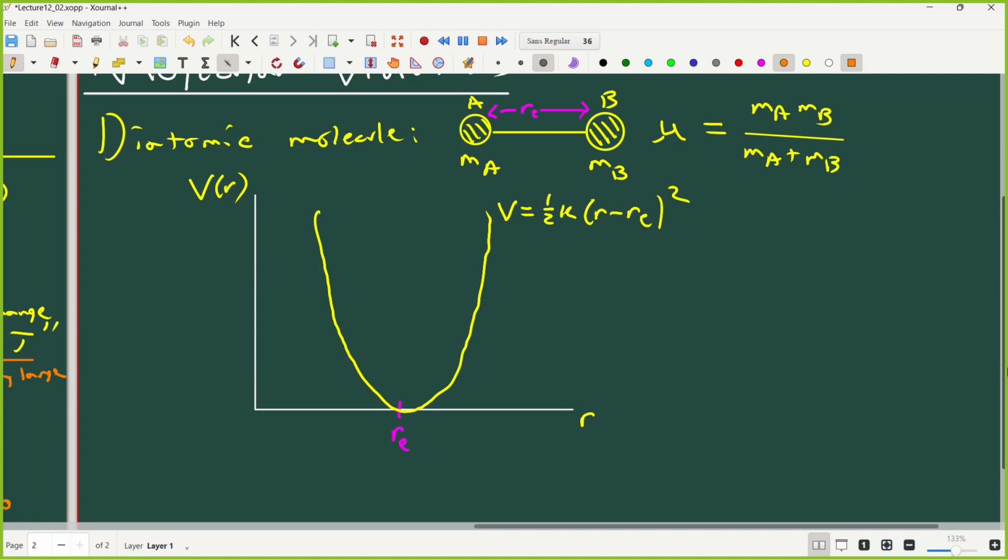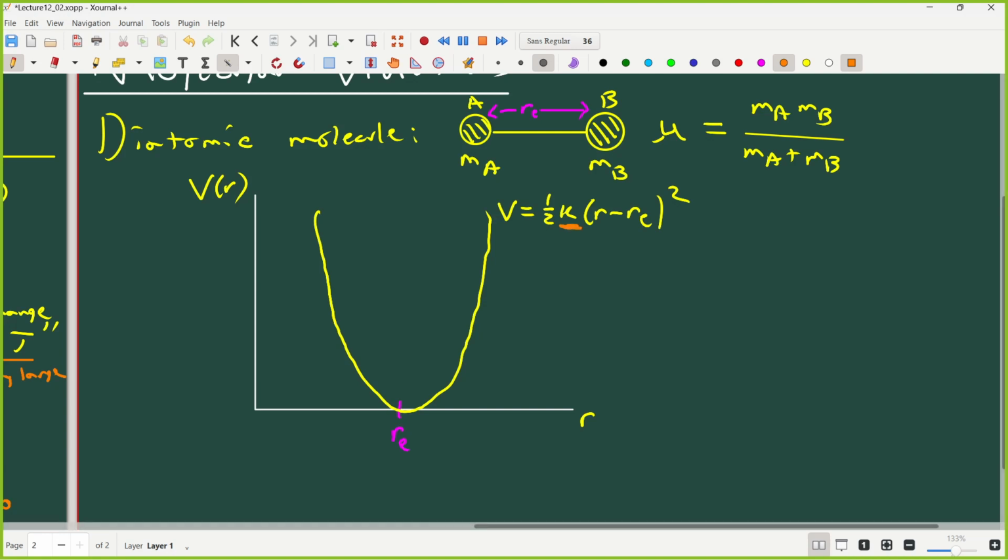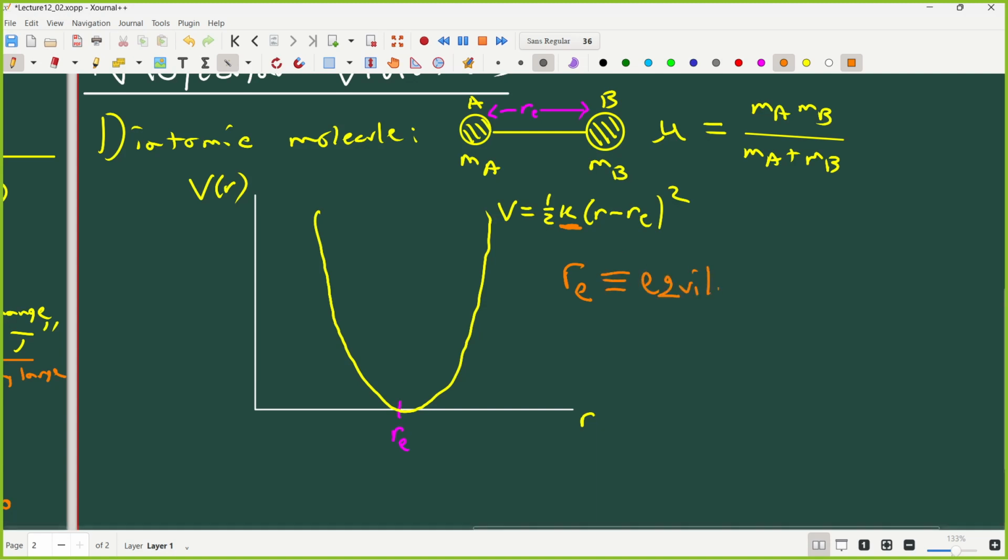We've been doing that the whole time, but just to remind you, atoms A and B have masses Ma and Mb, and we can define a harmonic oscillator potential based on the strength of the bond, K. I'm going to define a new notation here because it'll be useful today. I define the equilibrium bond length of the bond as R sub E. This is standard chemical notation.